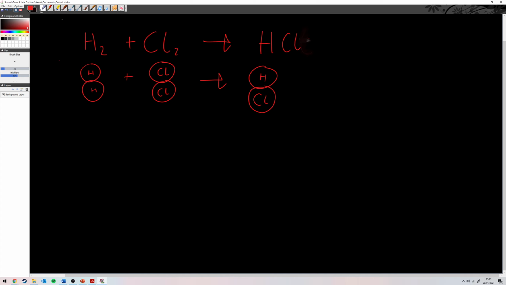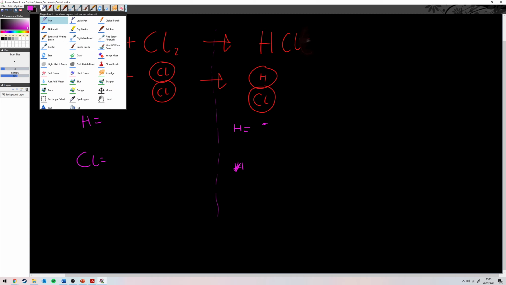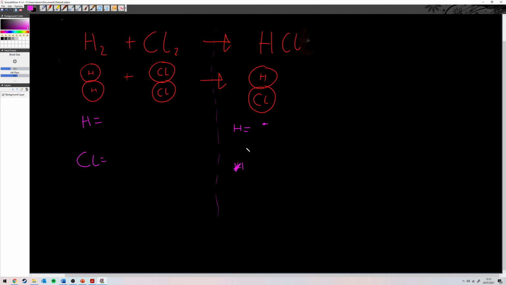So let's change the font to something a bit pinker. So I do a dotted line down the middle. What elements do I have in this equation? Well, I've got hydrogen and I've got chlorine. What about the right hand side? Well, I have to have the same elements because we've just said that mass is conserved. So I've got hydrogen and I've got chlorine.